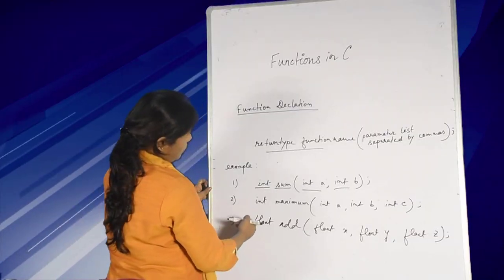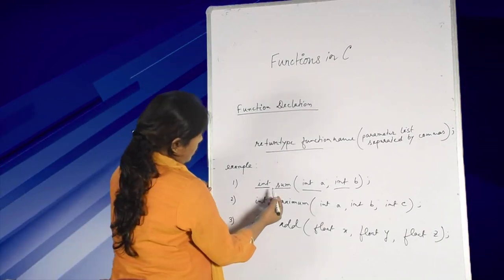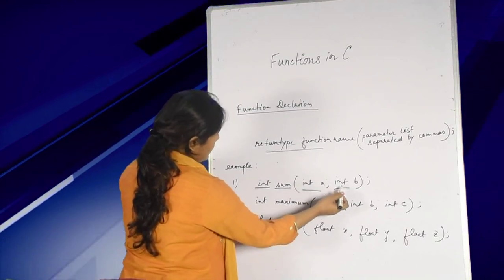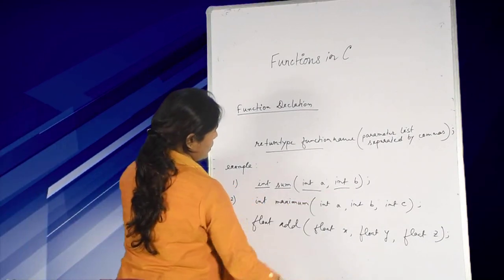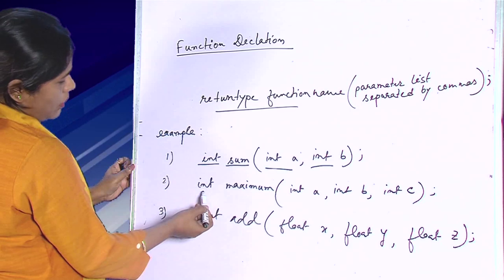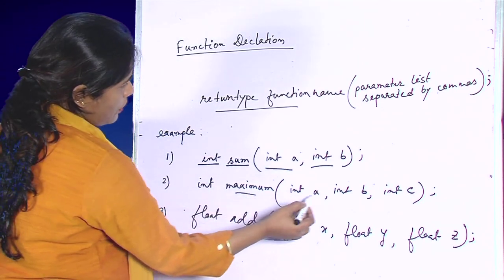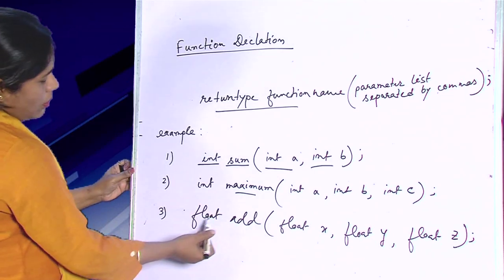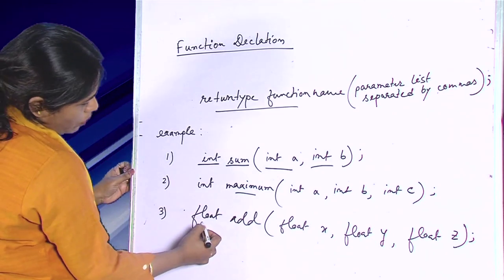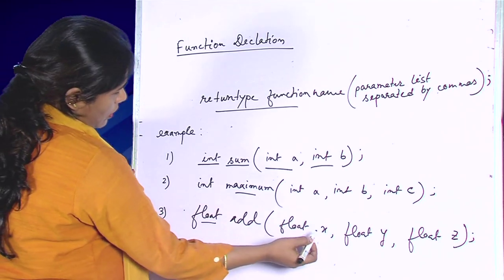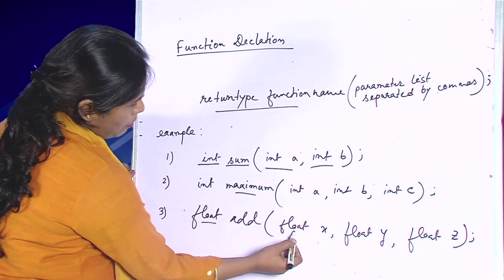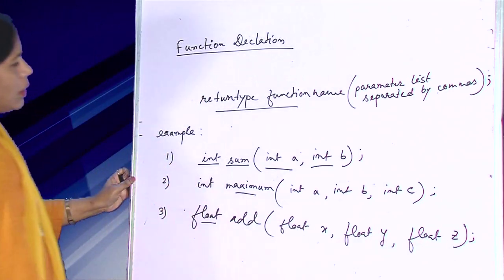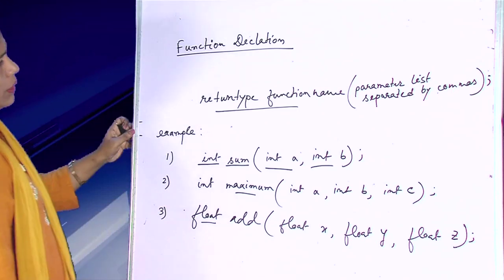Here I have given three examples of function declaration statements. In the first statement, the function name is sum, return type is integer, and the parameter list contains two parameters separated by comma, and after this declaration statement one semicolon is given. In the second statement, the return type is integer, function name is maximum, and there are three parameters in the parameter list, and it will give the maximum of three numbers. In the third function declaration, return type is float, and it will add three numbers having decimal points. So the type of these parameters are written float, and after the ending of this declaration one semicolon is used. This is the way of declaring a function.